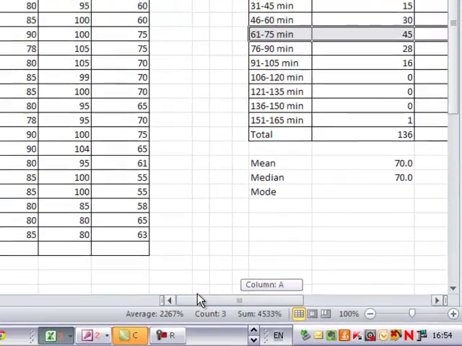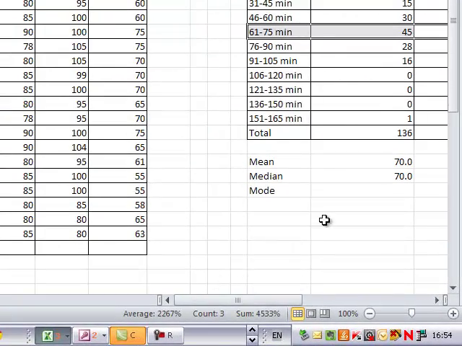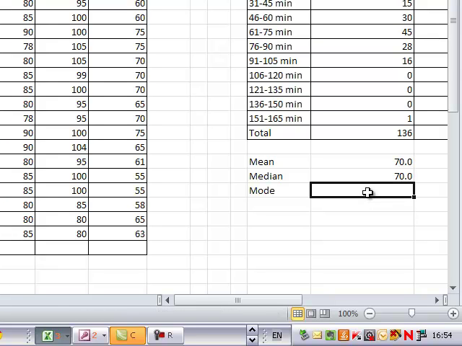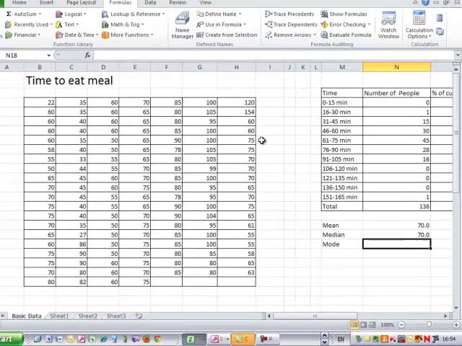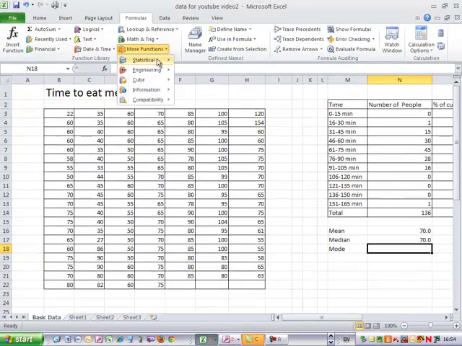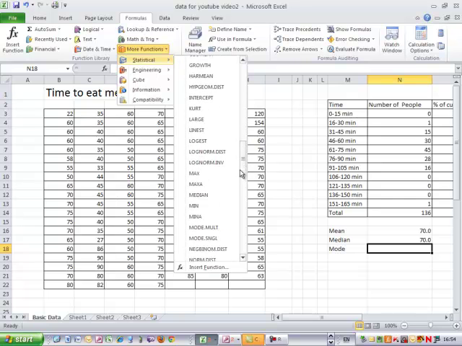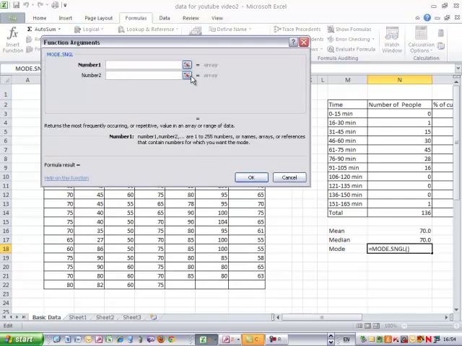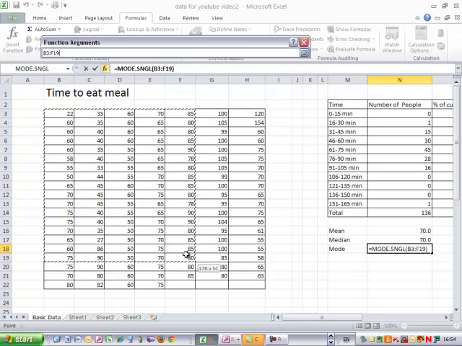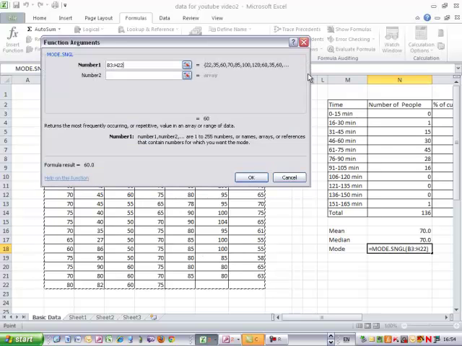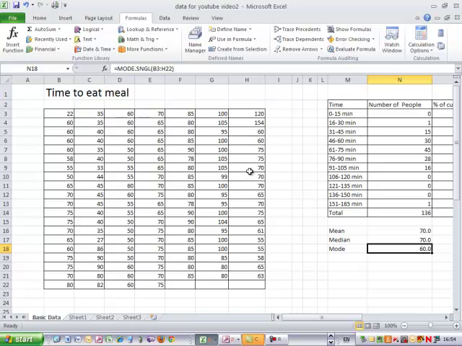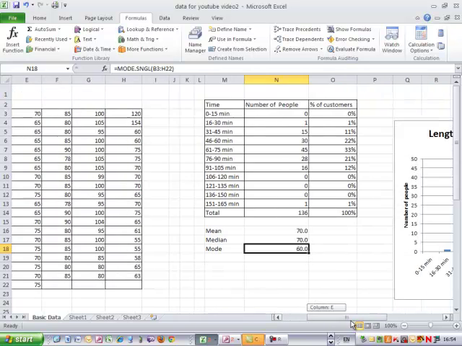However, if we look at the individual data, there might be one particular time that occurs more frequently. So let's do that. More functions, statistical, and look for the mode. Use the red arrow, highlight the numbers, red arrow, OK. And the most common number, or time, is 60 minutes.